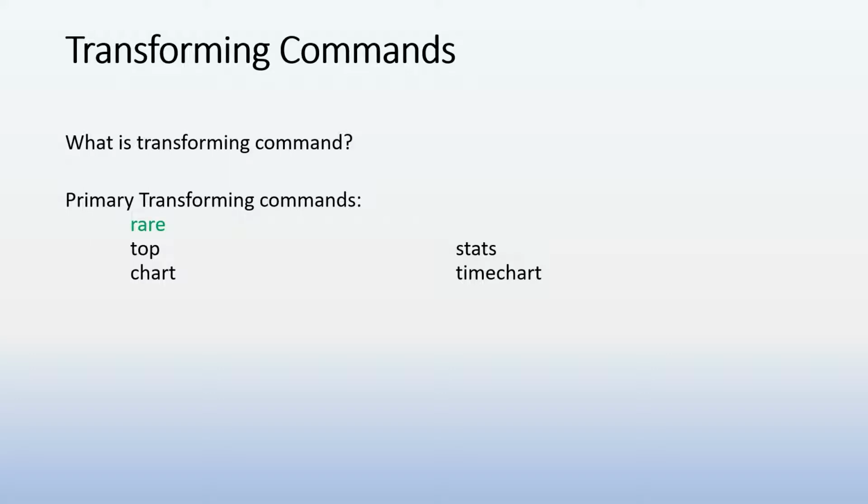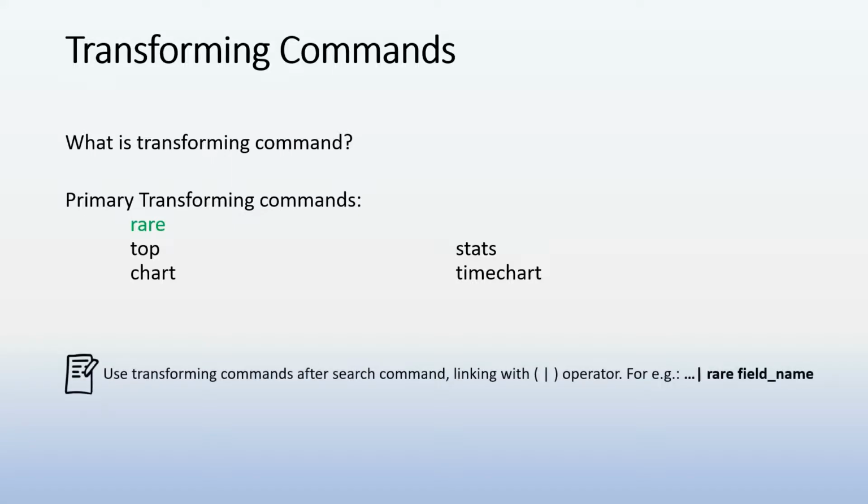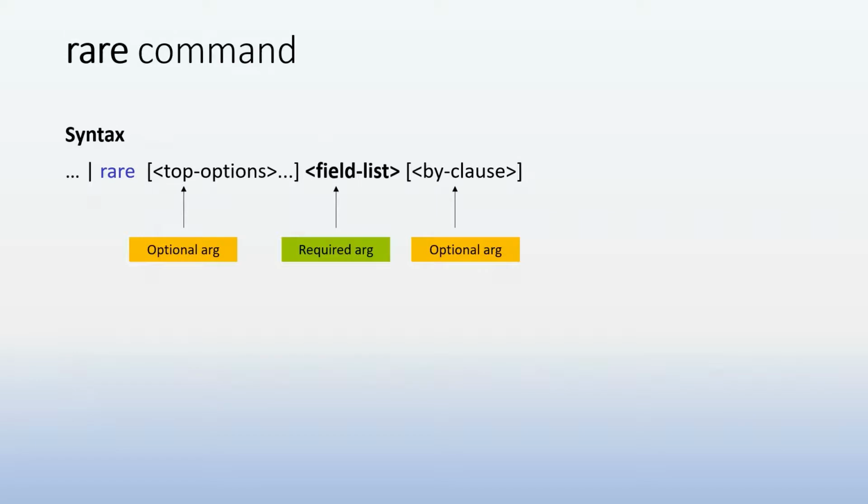One point to be noted: transforming commands should be used after your basic search command, and should be linked with the pipe operator. So let's move to the rare command. Here is the syntax. You can see there are three arguments, and two of them are optional. When we use a by clause as an optional argument with the rare command, we can group the result by that specified field.